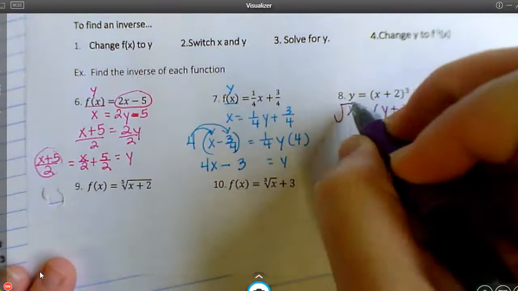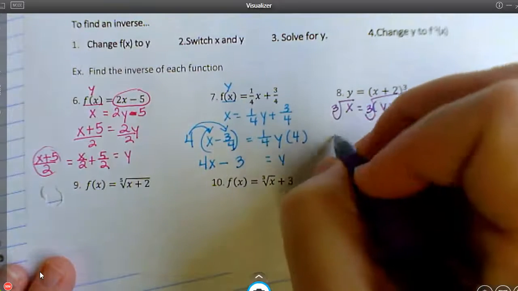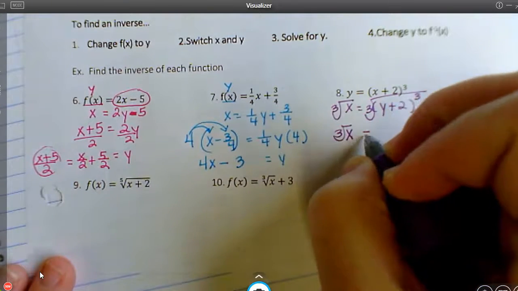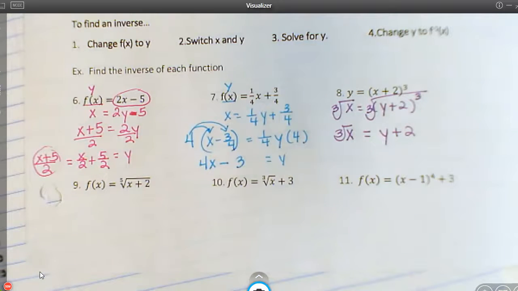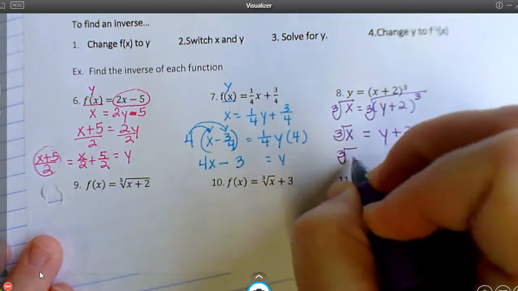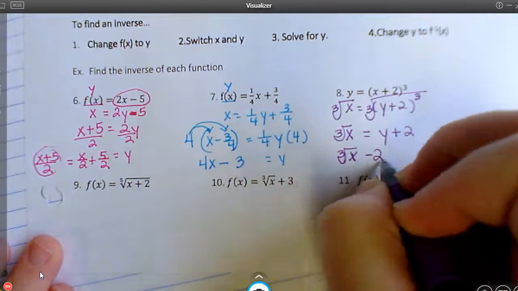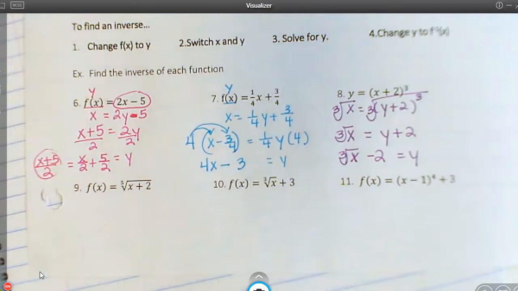So what I'm going to want to do here is take the cube root on both sides. So here I would get cube root of x equals y plus 2, because the cube root and the cube cancel itself out. I still want to get y by itself, so I would want to subtract 2 now on both sides. And so we get cube root of x minus 2 equals y.